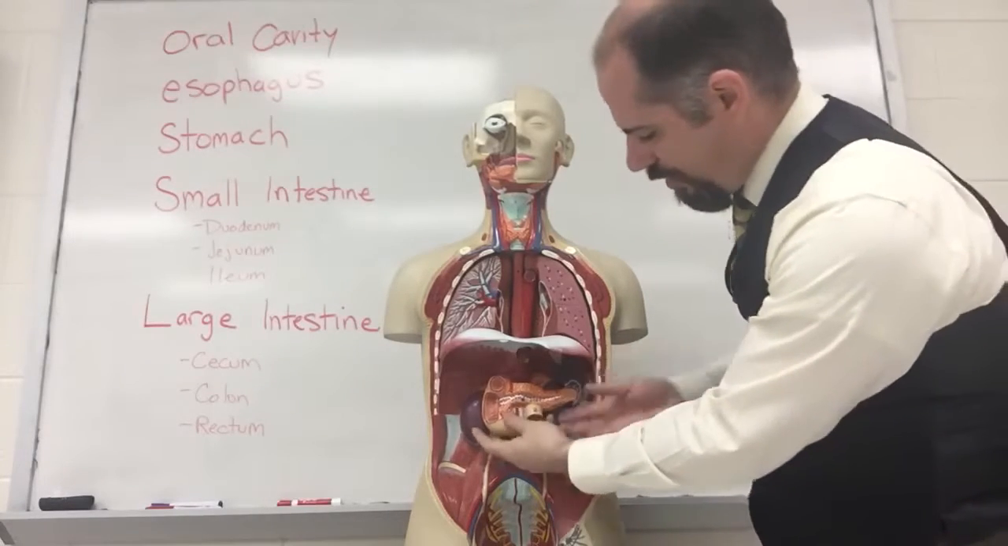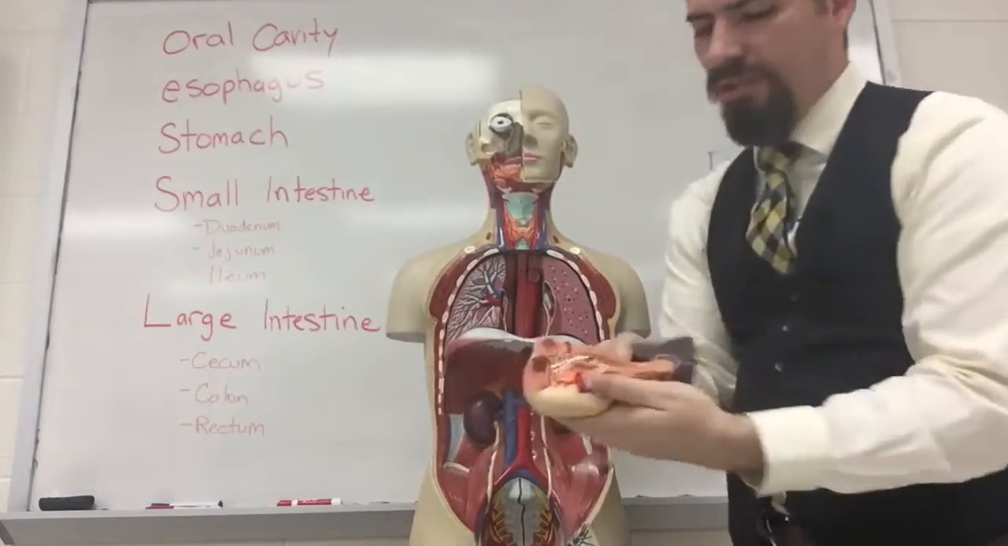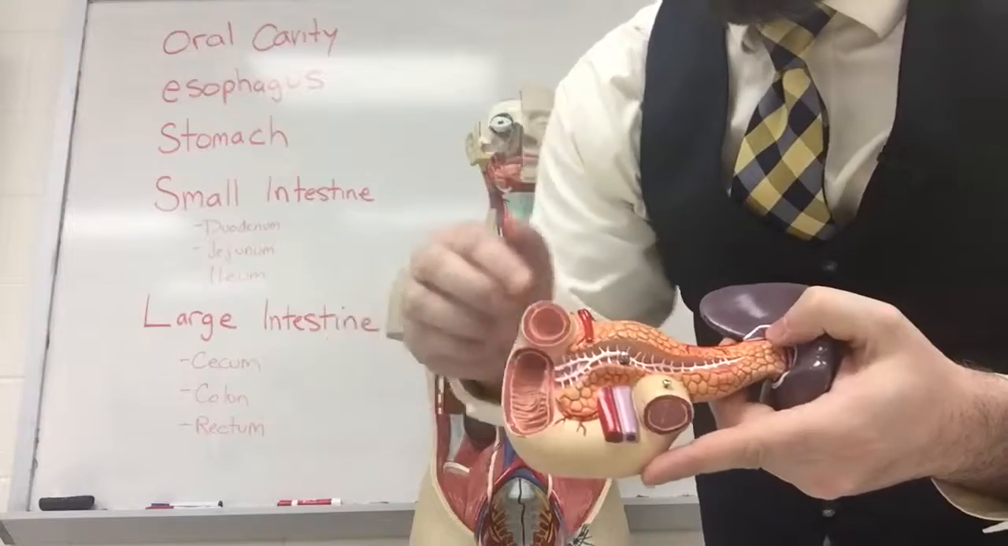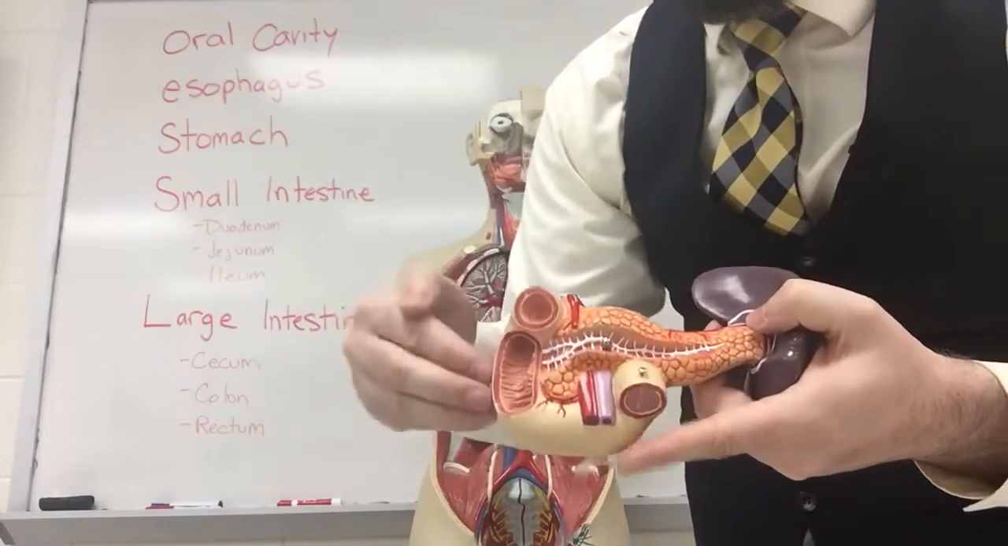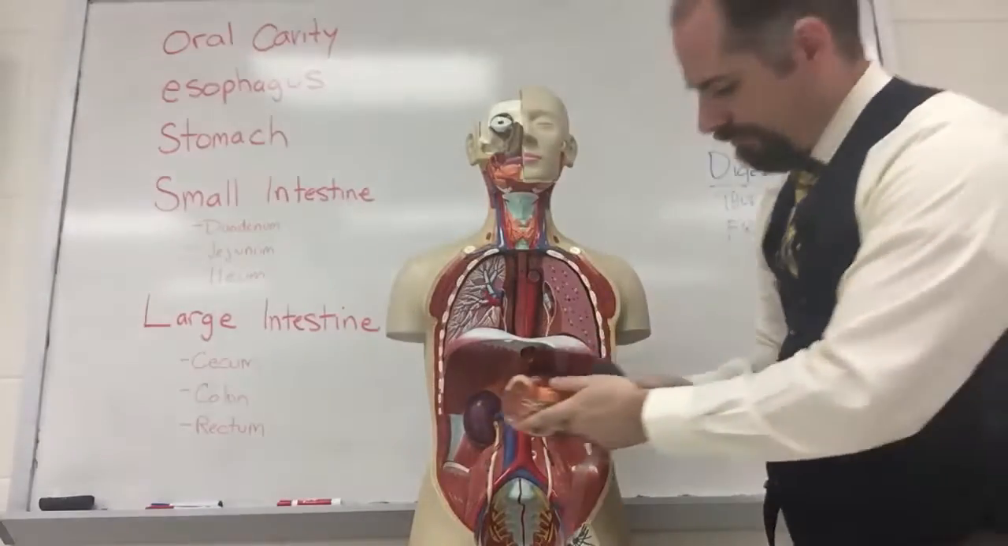Now note that the pancreas noses up against the beginning of the duodenum. This curve is the beginning of the small intestine. So pancreas comes across and leaks its fluid in there, and then the duodenum continues down into the rest of the small intestine.